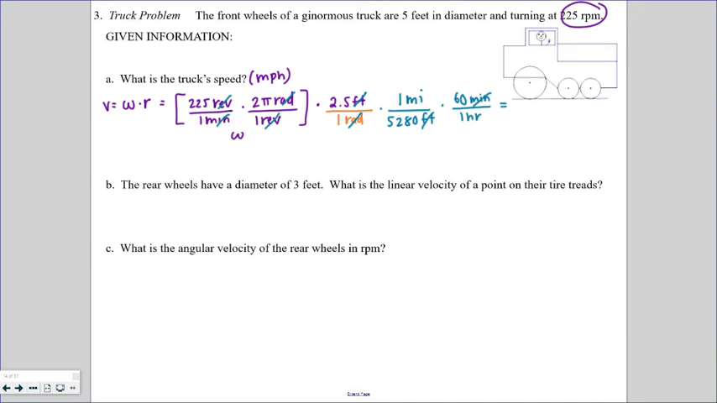You definitely want a calculator for that. Do that. See what you get. Don't forget the pi, you guys. People were forgetting the pi in their calculations earlier, and then they were getting the wrong answer. 225 times 2 times pi times 2.5 times 60. Divide that by 5,280. You should be getting 40.16 miles per hour. That's how fast your truck is going.